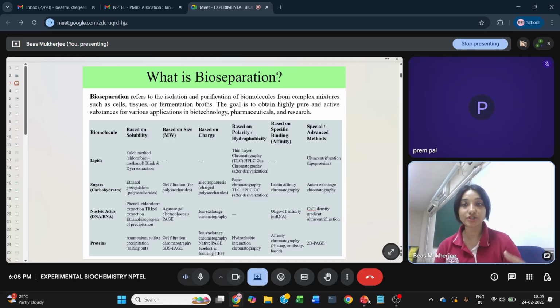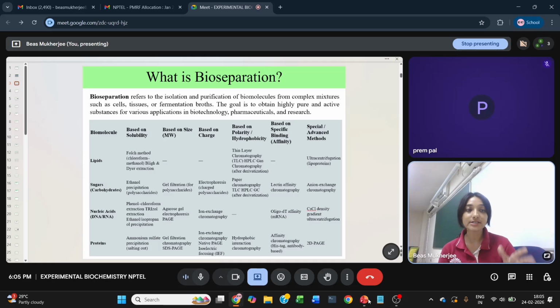Now, what is bioseparation? Bioseparation refers to the process of isolation and purification of biomolecules from complex mixtures such as cells, tissues, and fermentation broths. The goal is to obtain highly pure and active substances. This is very important. They should be functionally active, and that is why choosing the specific kind of bioseparation technique is very essential. We need to choose something that will first of all help us get the pure form of a particular biomolecule, plus the active form, for use in various applications such as biotechnology, pharmaceuticals, and research.